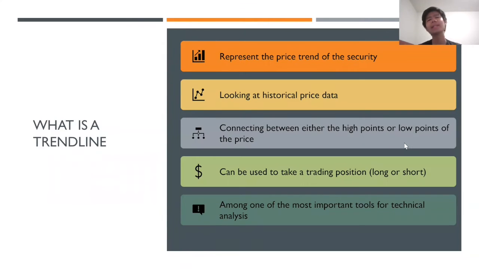So what exactly is a trend line? Well, a trend line is basically a line that represents the price trend of an asset. Specifically, we can look into its historical price chart and form a line which will connect the high points or the low points of the price. Trend lines are one of the most fundamental tools used in technical analysis, and are often used by traders to take their trading position.